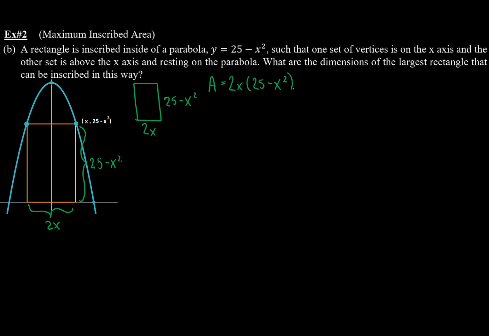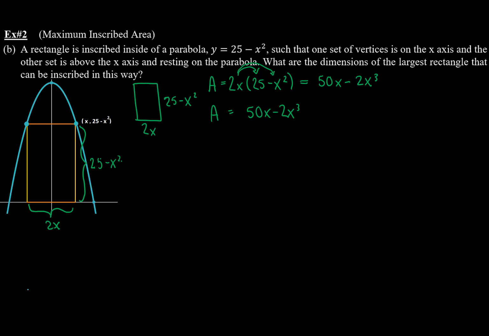Right, but I don't want to take the derivative like this. I'm going to have to use product rule, and this one would be an easy fix to get rid of product rule. So let's just multiply this out. So I'm going to have 50x minus 2x cubed. And this is a much better one for me to take the derivative of and try to maximize.